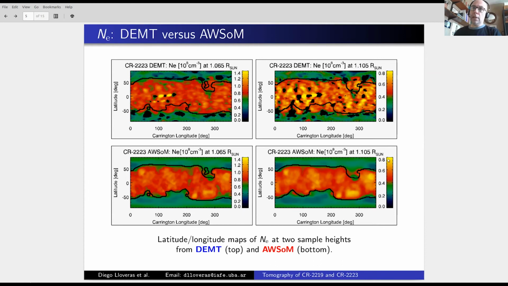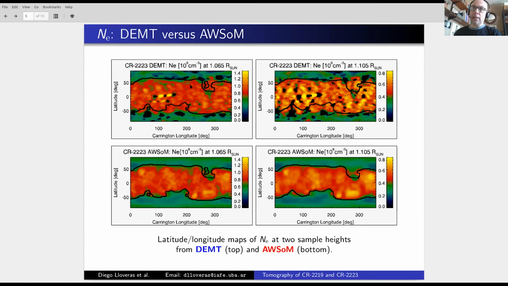Now, you can see in all the panels these black lines. These black lines are the coronal hole boundaries from the AWESOME model. So, of course, they match exactly well the strong gradient of electron density between the streamer belt and the polar coronal holes. In particular, the results I'm showing are just for 2223, because I will not have time to show you the 2 rotations here.